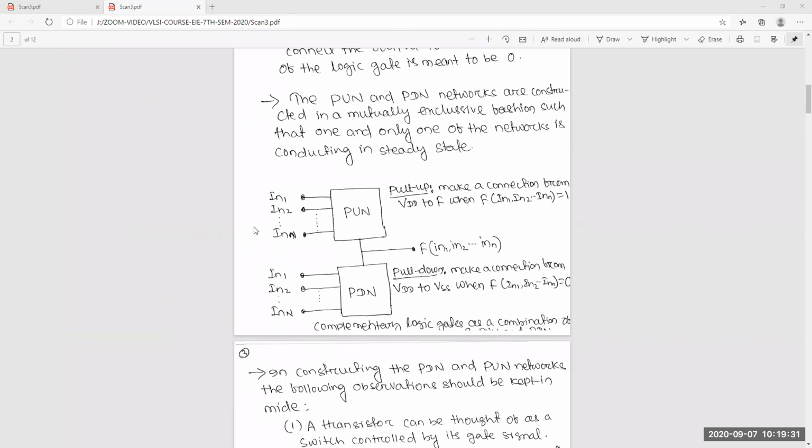If all of these are 0, or any one of these is 0, it depends upon the configuration, whether it's parallel or series. For all the PMOSes, whether parallel or series depends upon that. If any one or all the inputs are 0, then this will be on and your F will be VDD. Similarly, depending upon the configuration, if all inputs are 1 or any one input is 1, then this output will be 0. That will be pull down, and this is pull up.